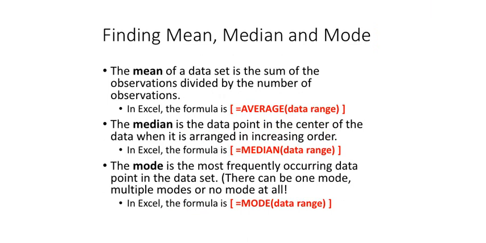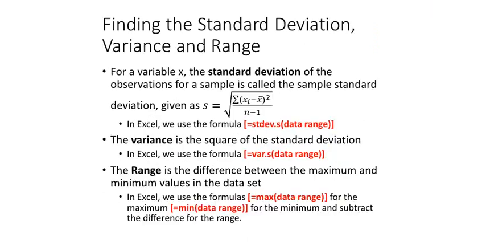Also, we have our averages, the ones that we are used to. The average, which is actually the arithmetic mean of the data. There's the median of the data, which is found by using MEDIAN and then our data range. And then there's mode, which is the most frequently occurring value. There are also commands for standard deviation, variance, and range. And I'll share all of this with you as a reference sheet.